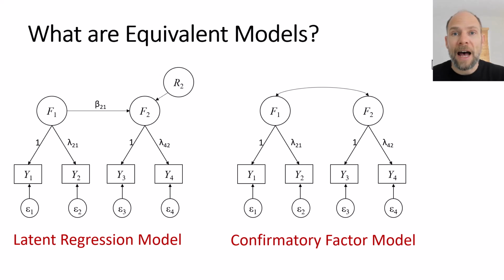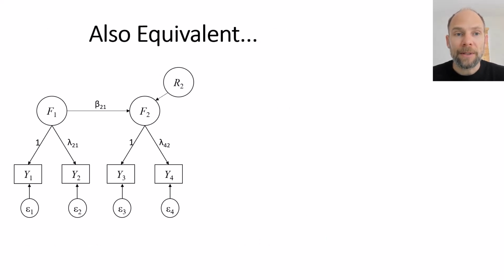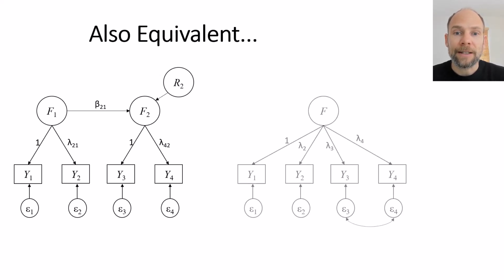And moreover, there are other models that again are equivalent to this model. And I want to show you some other examples here. So also equivalent to our initial latent regression model on the left-hand side is this model where you have just a single factor and the error terms for epsilon 3 and epsilon 4 are allowed to correlate. And that might surprise you because this model really has a different structure. So that's maybe more surprising to some people than the fact that an alternative model with two factors where the regressions are specified differently or we have a correlation between the factors is the same, because here in this model you have only one factor.